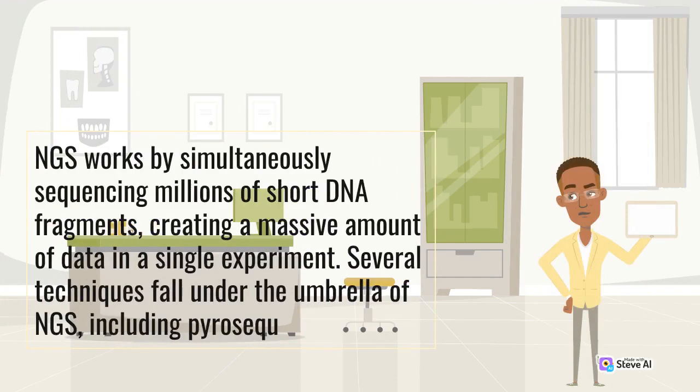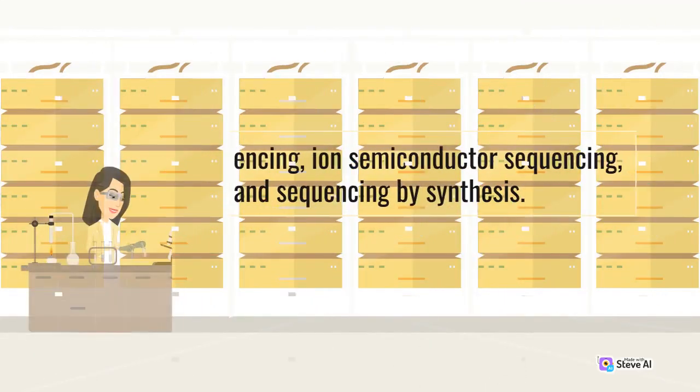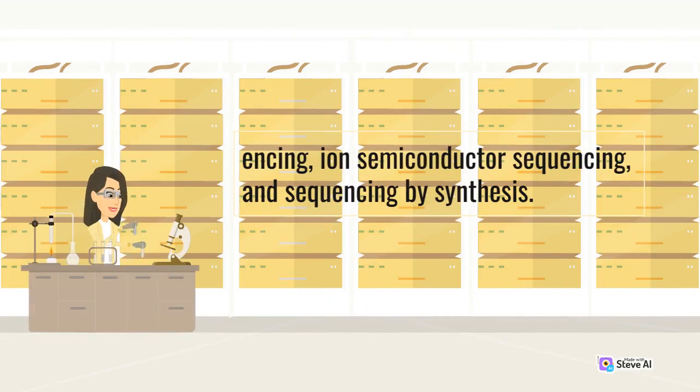NGS works by simultaneously sequencing millions of short DNA fragments, creating a massive amount of data in a single experiment. Several techniques fall under the umbrella of NGS, including pyrosequencing, ion semiconductor sequencing, and sequencing by synthesis.